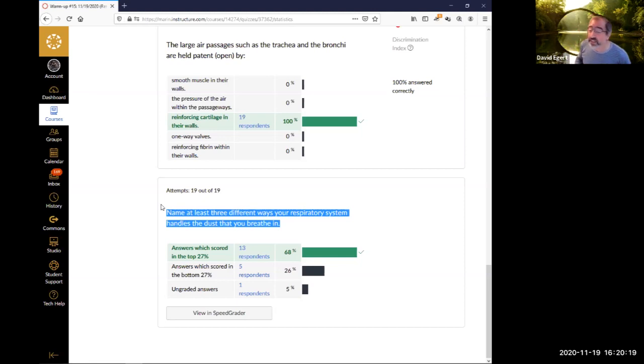For this case, I gave people credit if they did coughing versus sneezing, even though I consider those kind of 2 aspects of the same thing, because they're both explosive air movements. One's going through the upper respiratory, one's going through the lower respiratory. There's also the alveolar macrophages, the dust cells moving around. So yeah, lots of different ways that your respiratory system tries to keep itself free of dust and all that. So let's stop sharing that.